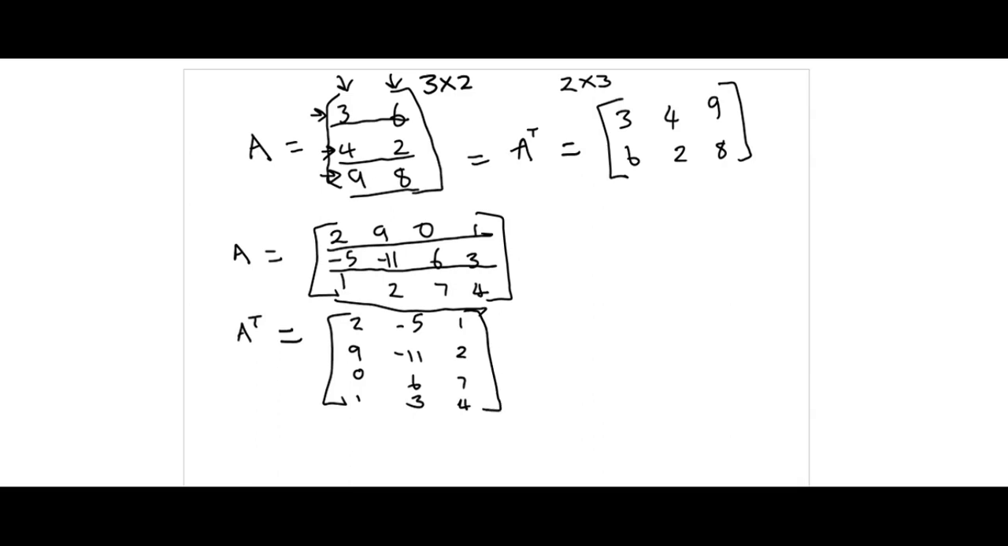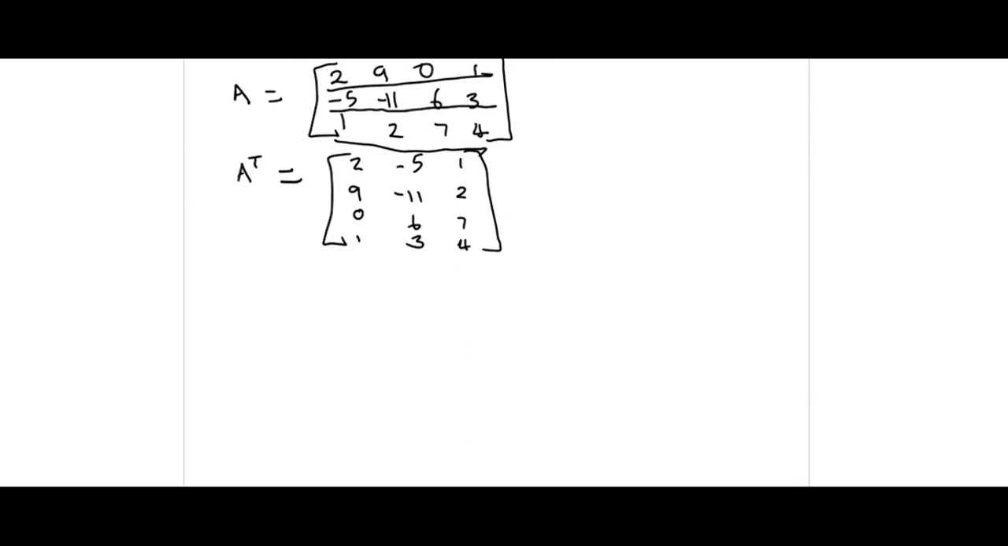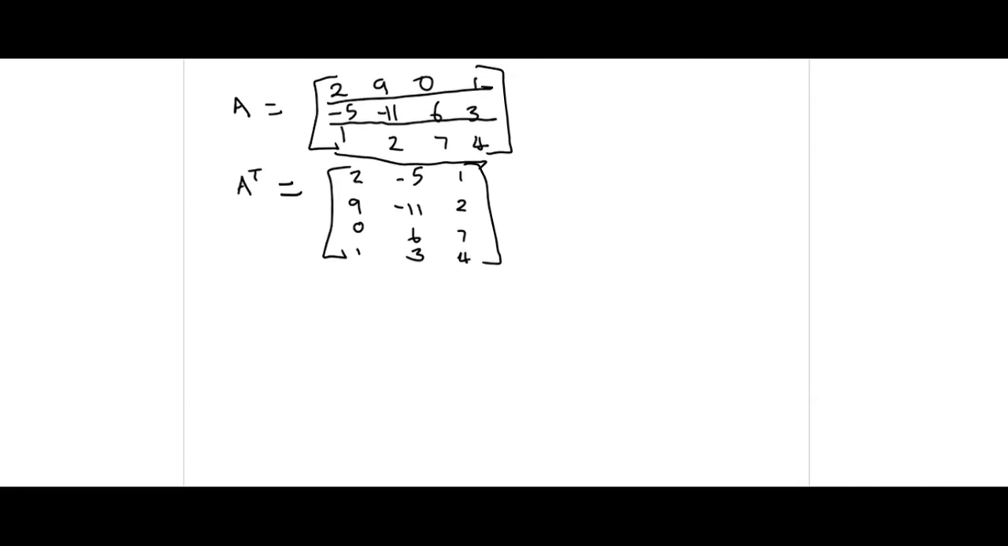Then I'm going to talk about symmetric matrix. So we can also see here that this is a 3 by 4. Now it's now a 4 by 3 in its transpose. So a symmetric matrix is a matrix that is equal to its transpose.